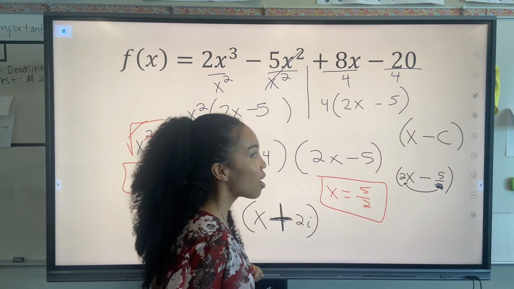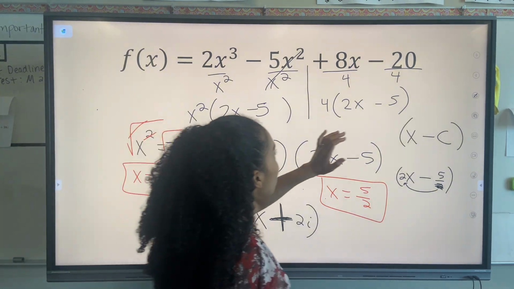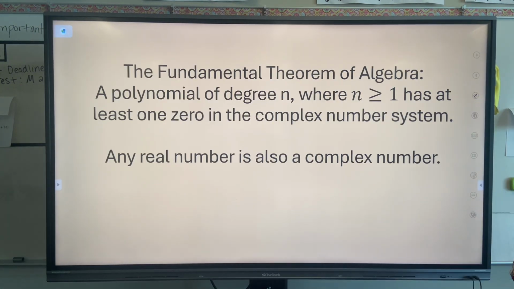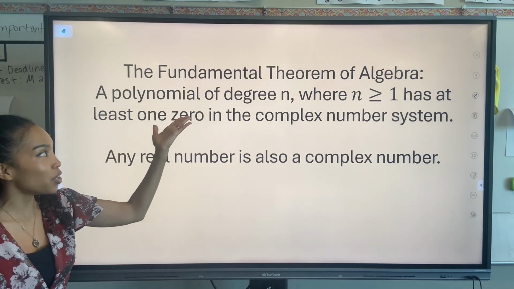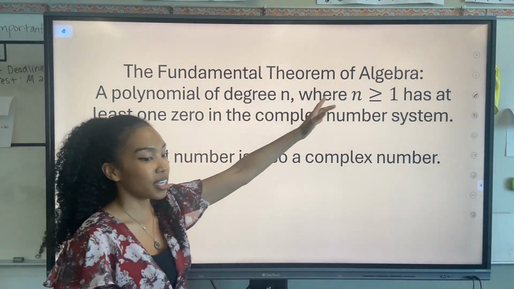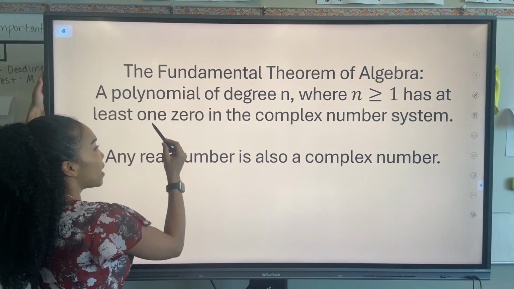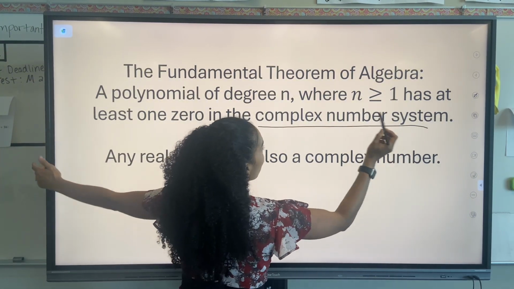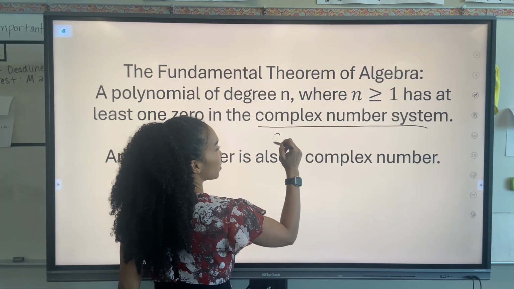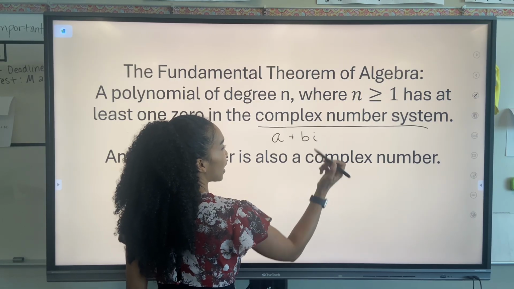Make sense? All right, let's go ahead and fill in some notes. So the fundamental theorem of algebra says when you have a polynomial of degree n, where n is greater than or equal to 1, it has at least 1 zero in the complex number system. A complex number is a number written in this format, a plus bi.